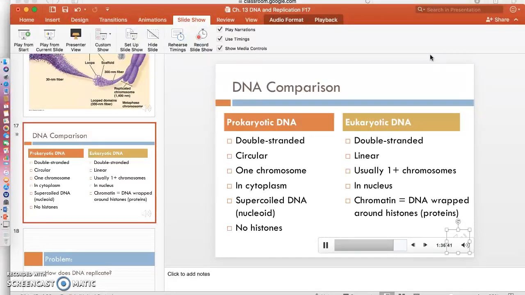Now, one thing I forgot to mention a slide or two ago is that the reason the histone is attached to that DNA has to do with the charges. So DNA, the outside, try to remember, because of those phosphates, has a negative charge, which indicates that the proteins have a positive charge.